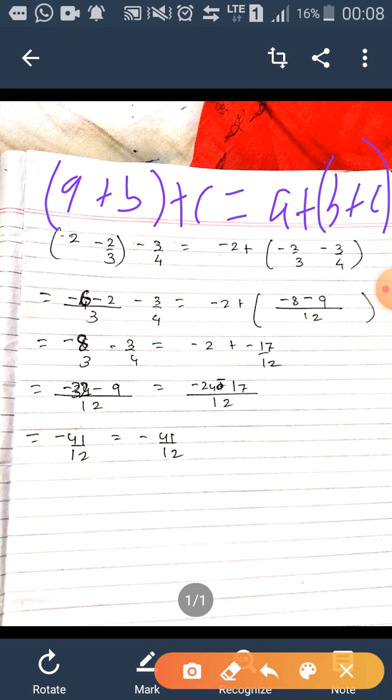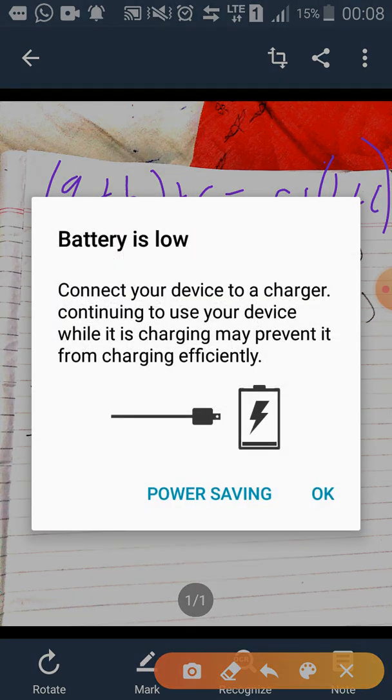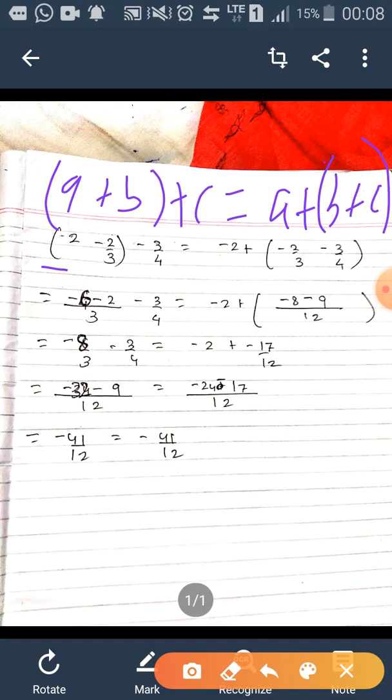This is nothing, you're just putting the values of a, b and c, and then you're solving the bracket first and then solving the remaining portion. Okay, so the value of a was minus 2, so I wrote minus 2 over here. The value of b was minus 2 by 3, so the plus sign got removed and it became minus 2 by 3.